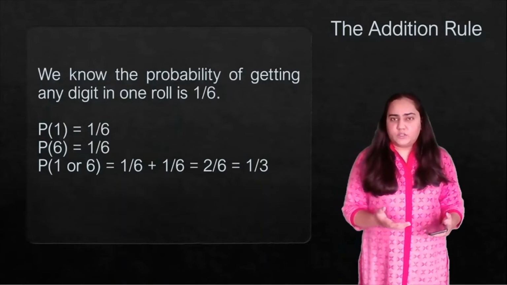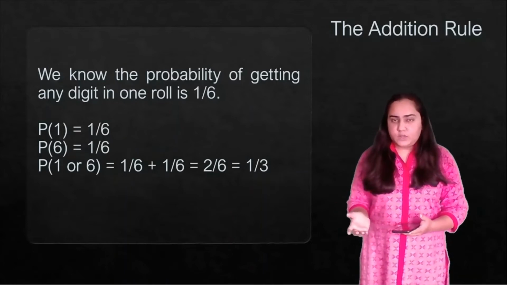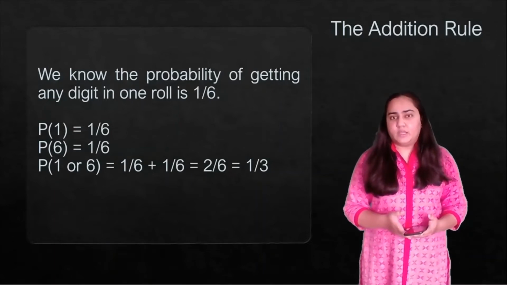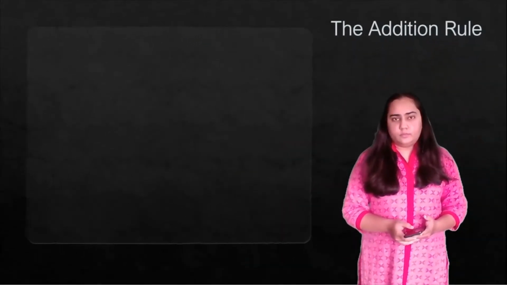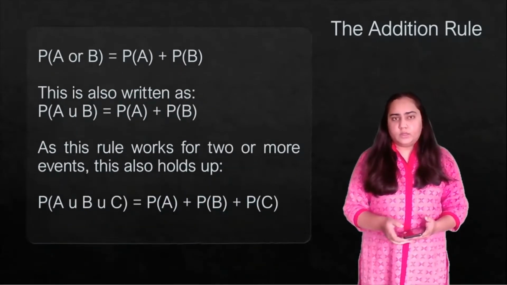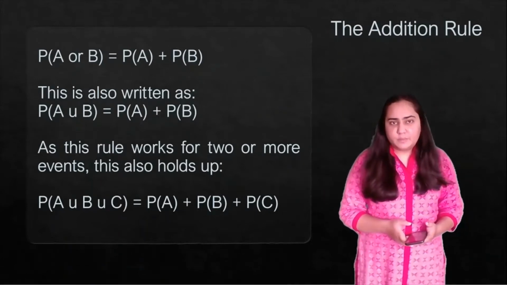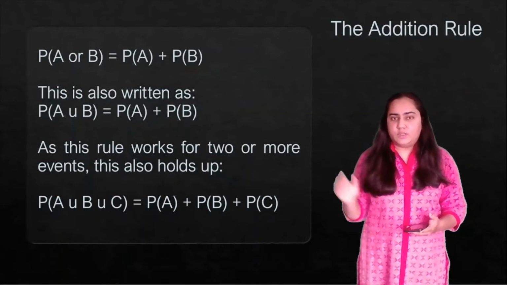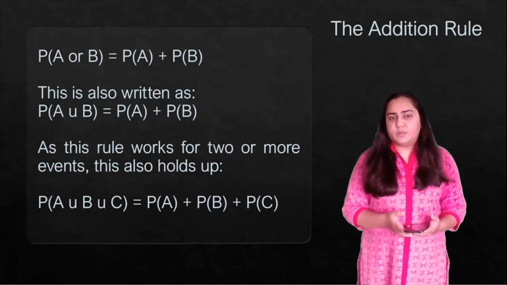Whenever there is a question that says either this event occurs or that event occurs, and you have to find the probability of either of those events occurring, then you always use the addition rule as it is used here. It is written as P of A or B is equal to P of A plus P of B. And it is also written sometimes in terms of set operation like union, and it is written as P of A union B is equal to P of A plus P of B.